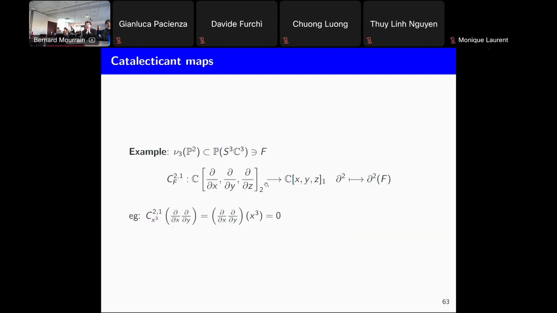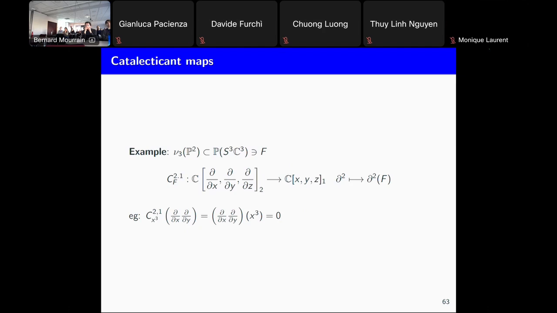Okay, so I want to introduce these maps. They're called catalecticant maps, and I'm doing this with an example. The example I take is the Veronese variety. I start with P2, so I have three variables. I embed this P2 with degree 3, so I'm having a polynomial of degree 3 in three variables, and that's its ambient space. And I define this map that goes from partials.